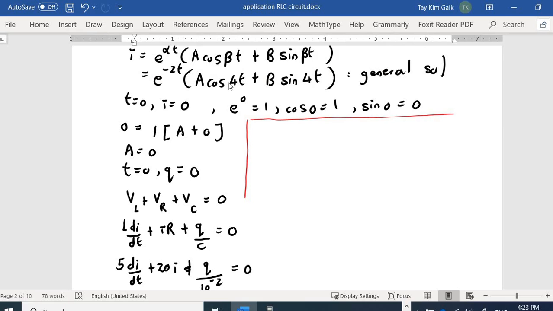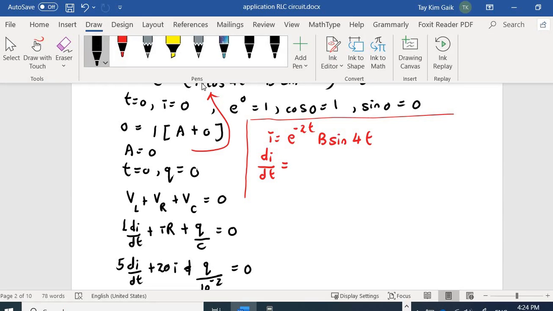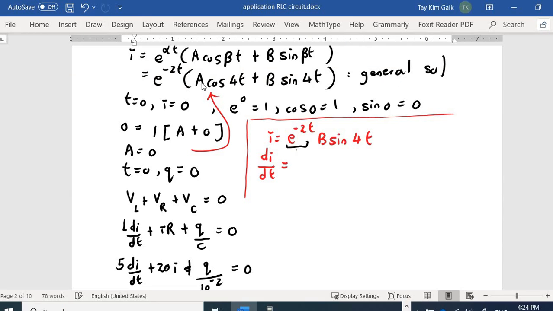Plug in A equal to 0. So I is actually e to the negative 2t times B sin 4t. And now we want to find dI/dt, because when we plug in t equals 0, Q equals 0, we know dI/dt equals 0. So now we need to find dI/dt. This is in the form of U V, product form.